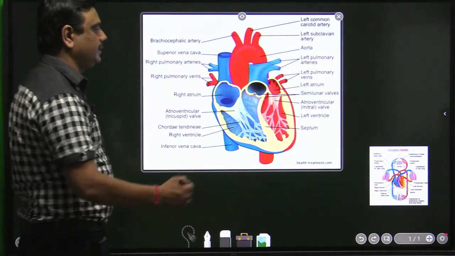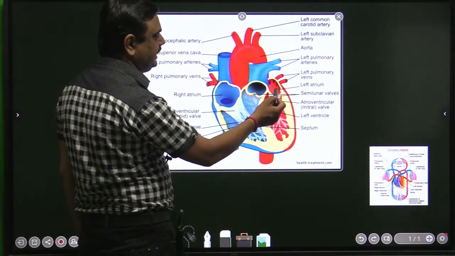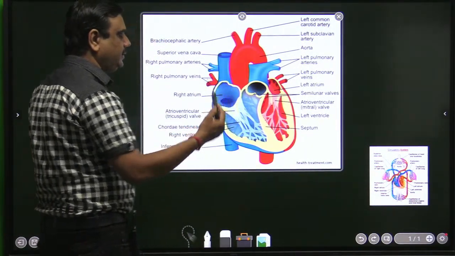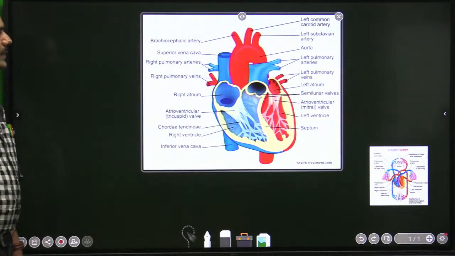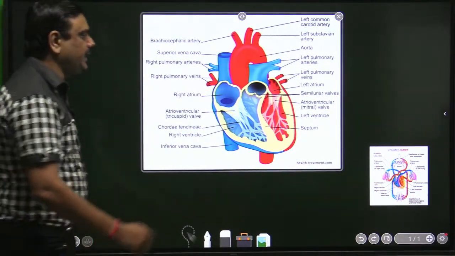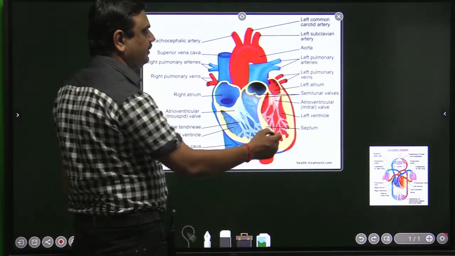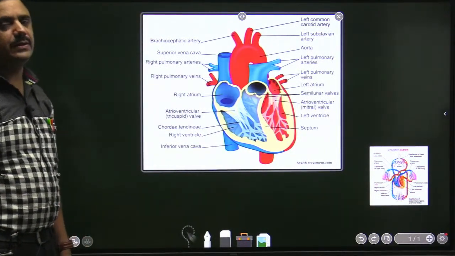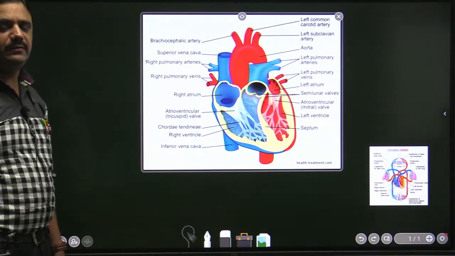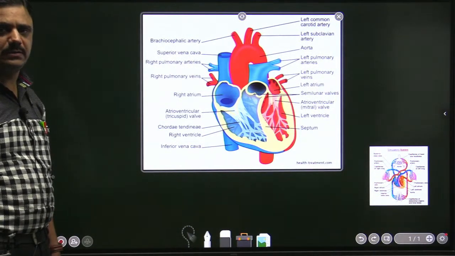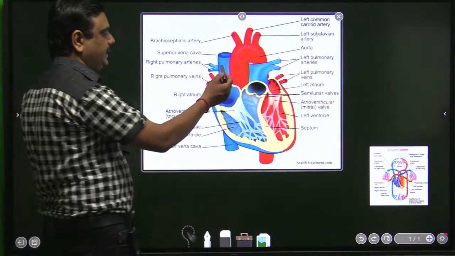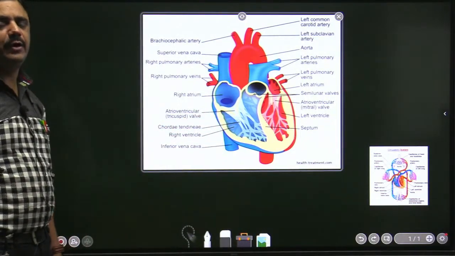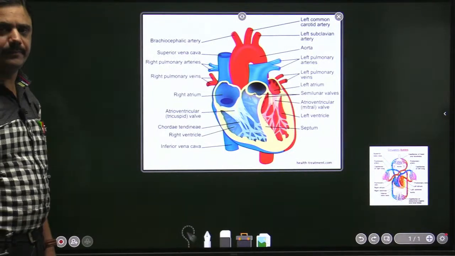The left side is shown by the red color and the right side is shown by the blue color. Why? Because in the left side of the heart, oxygenated blood, which we can also call pure blood, always flows, and in the right side deoxygenated, that is impure blood, flows.